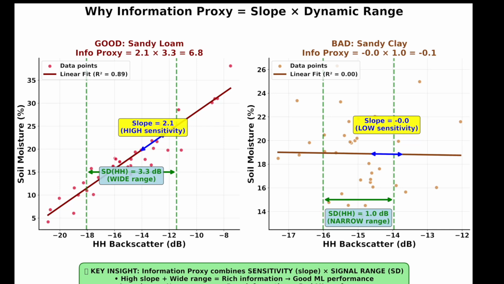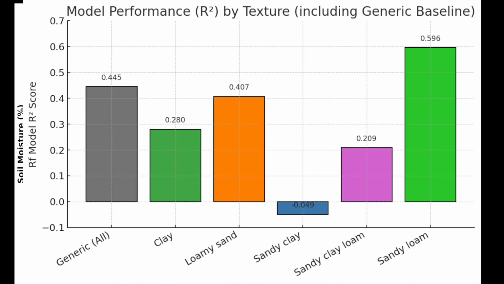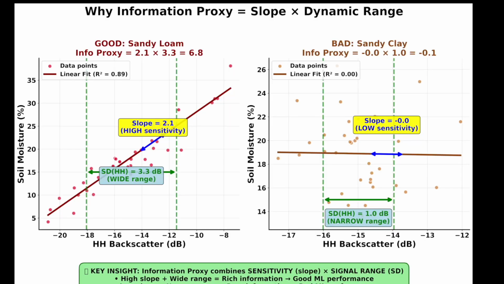You also notice that the backscatter value is spread across several decibels, if you see the green arrows here on the left-hand side. Because both the slope and the points cover a wide range, the standard deviation of backscatter is large, and there is plenty of information for the machine learning model to learn from. So maybe in our work, the Sandy Loam behaves very much like the left panel. It could have a steep slope, a high beta 1, and a broad backscatter range.